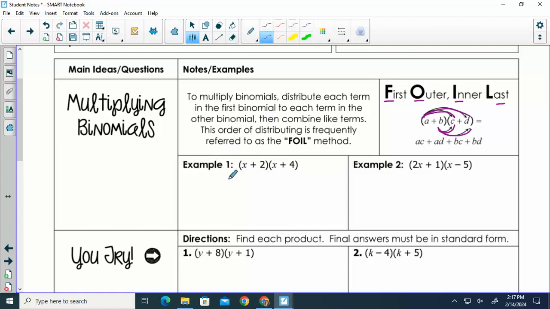we have to take both terms in the first times both things in the second. So we FOIL. We take the first two times each other. What is x times x? X squared. And then we do the outside too. So that's like your first and last. So if you take x times 4, plus 4x. Then we do our inside. So plus 2x.